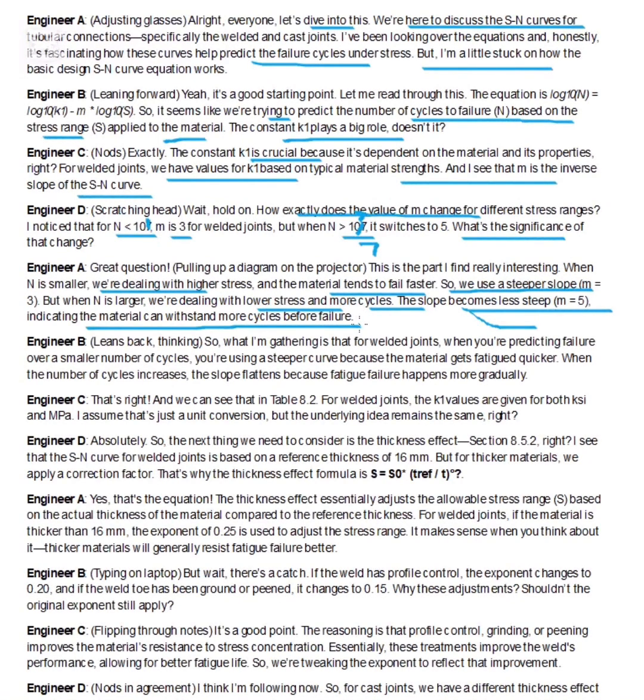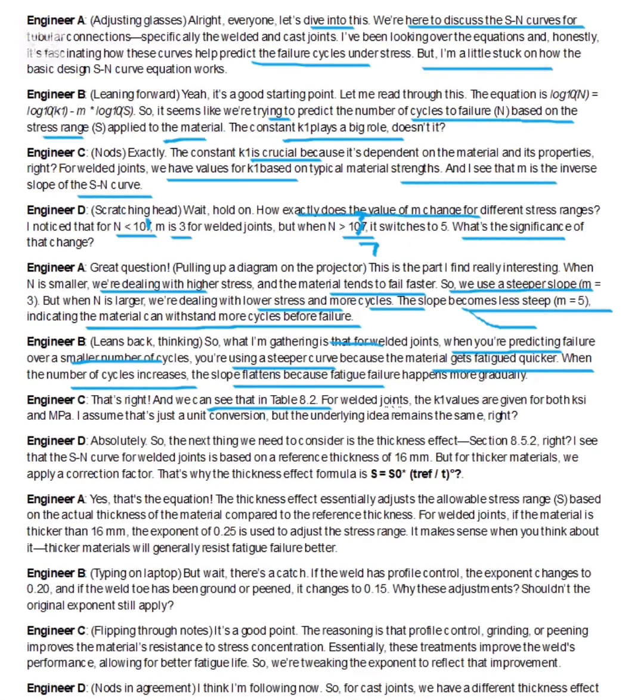So when we are dealing with a high number of cycles and low stress, we are using the slope of m equal to 5. When we are dealing with fewer cycles and high stress ranges, we are using m equal to 3. m equal to 3 is the steeper one, and m equal to 5 is the less steep one. So what I am gathering is that for welded joints, when you are predicting the failure over a small number of cycles, you are using a steeper curve because the material gets fatigued quicker. When the number of cycles increases, the slope flattens because the fatigue will happen more gradually.